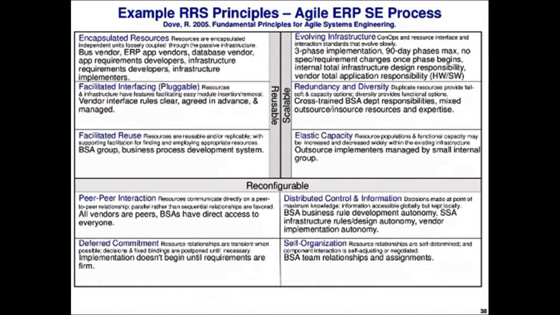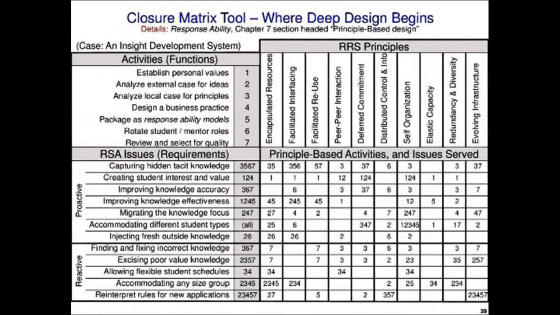Here's an example from an Agile ERP system engineering process that I was involved in some time ago that basically had to build an ERP system that could let any department have anything they wanted, and it all had to play together like it came out of the same box, even though it didn't. This is detailed in a paper, and I'm using it here only as an example of how some of these things get fleshed out.